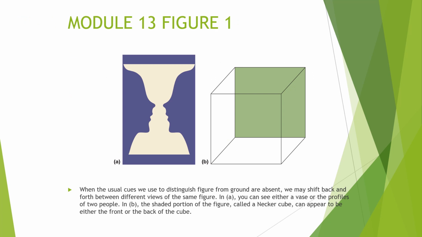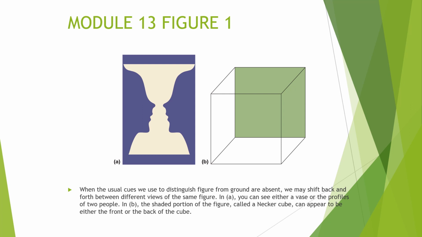So this is figure 1. This is on page 118. And this shows you that we may shift back and forth between different views of the same figure. So in A, you either see a white vase or you see two side profiles of two individuals. Sometimes, like the white vase, I've seen this a million times, but the white vase pops out to me first. But I immediately also see the two profiles, the sideways profiles of those individuals. And my eyes will go back and forth between seeing the two.